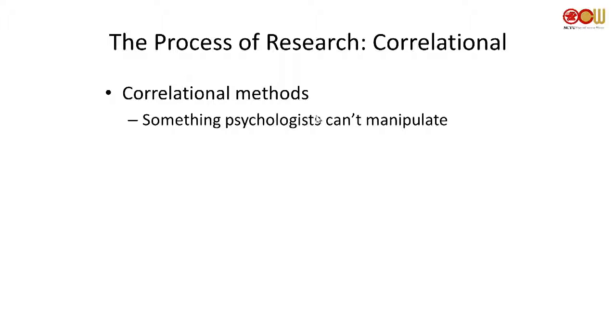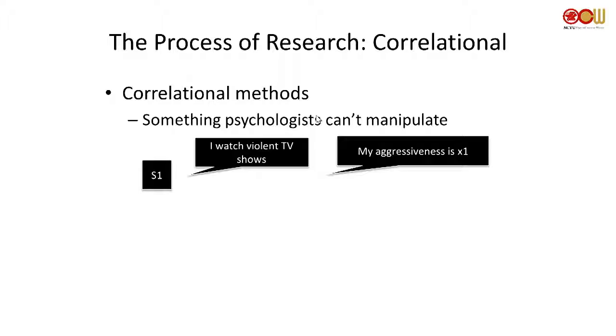Correlational method is for something you can't manipulate. Then what you have to do is just passively record those variables. So when subject one comes to your lab, subject one will tell you, okay, how many TV shows I have watched over the past few weeks. And then subject one has to fill out a questionnaire to assess his aggressive behavior, and he gets a score. The score is X1. His aggressive level is X1. Okay. So this is the result for subject 1.